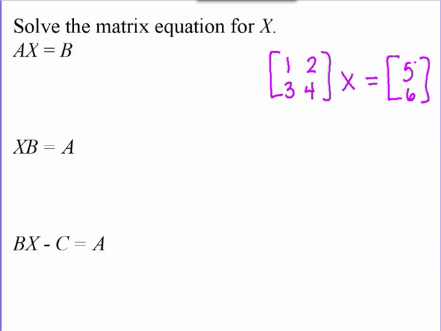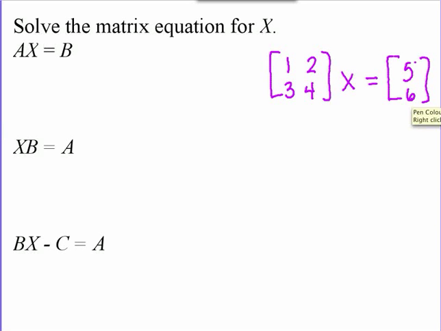Something like that, okay? But instead of looking at something like that first, I'm going to look at something like what I've got so that I learn a little bit about how to solve these equations. Now notice what I have there. I have a times x equals b.